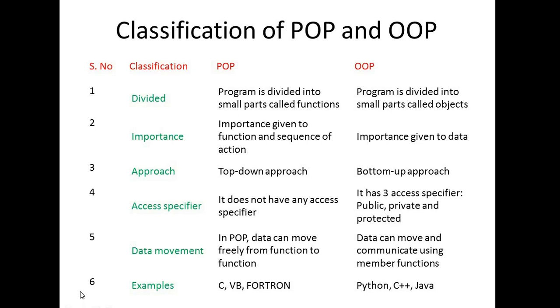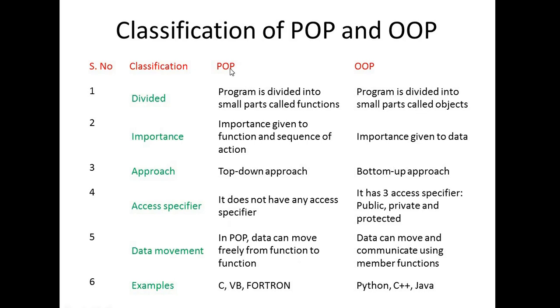Then the last classification is with respect to examples. What are the languages which come under procedure oriented programming? C language, Visual Basic and Fortran. These are the programming languages which come under procedure oriented programming. And in object oriented programming, Python, C++, Java, they are all object oriented programming languages. Okay, so apart from all these classifications, what is the major difference we have?